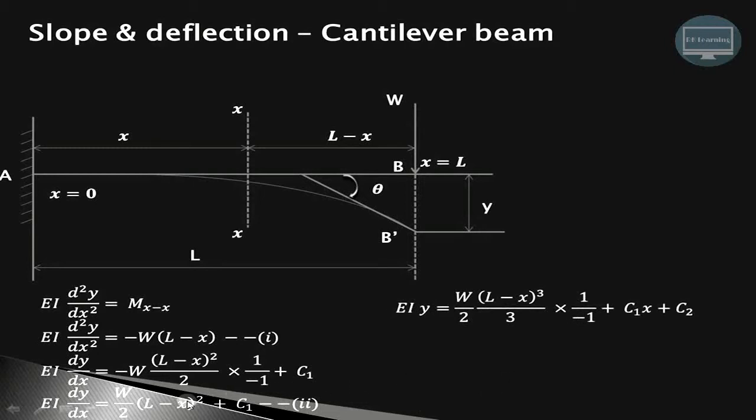Now again integrate with respect to x. So it is EIy equal to W upon 2 as it is, and again the integration of L minus x square is nothing but L minus x cube divided by 3, and again divided by the coefficient of x, that is minus 1 over here, plus c1x plus some constant of integration, that is c2. So this is nothing but minus W upon 2 into 3, that is 6, L minus x cube plus c1x plus c2. In this way we have obtained the second equation and third equation.